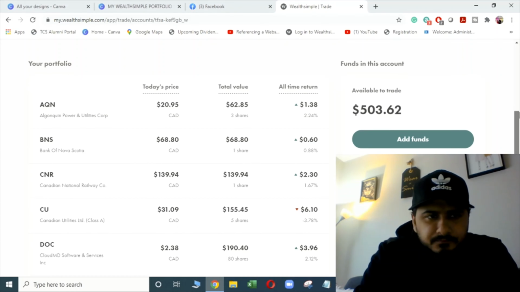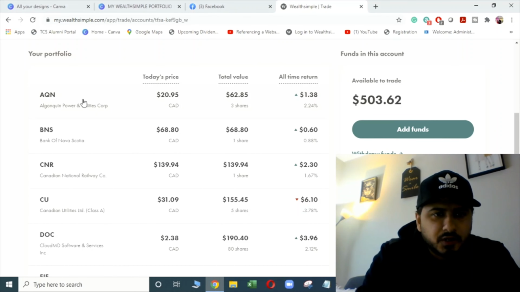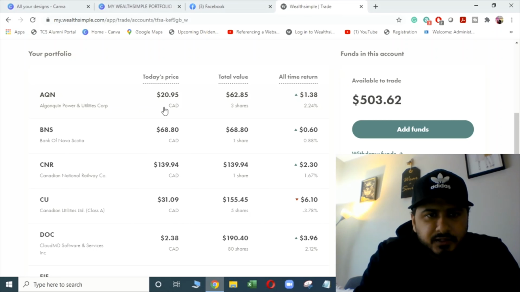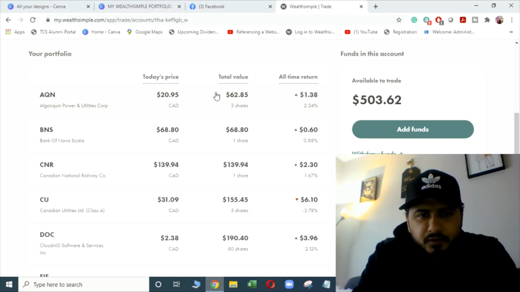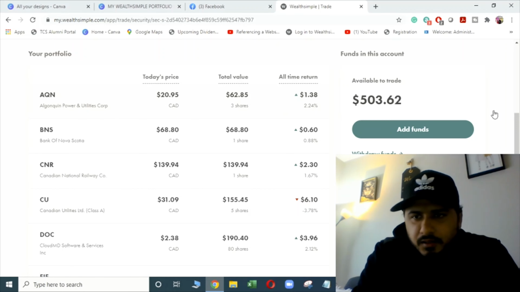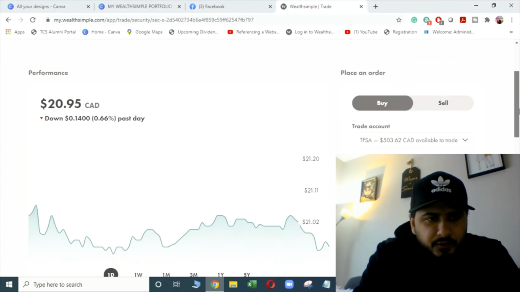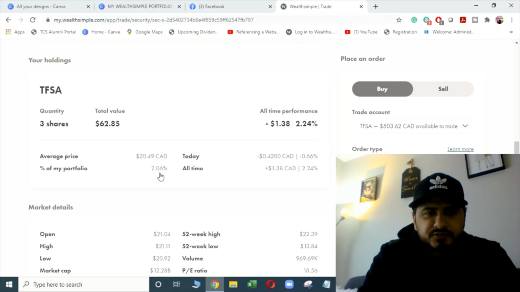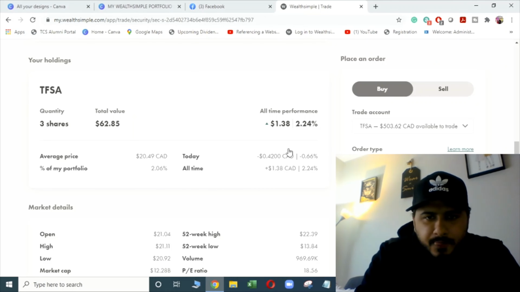These are the stocks that I have bought in my portfolio. The first is Algonquin Power and Utilities Corporation, which is one of the utility companies in Canada. I'm currently holding 3 shares, the value of which is $62.85, and I am up by $1.38. This contributes 2.06% of my portfolio as of now.